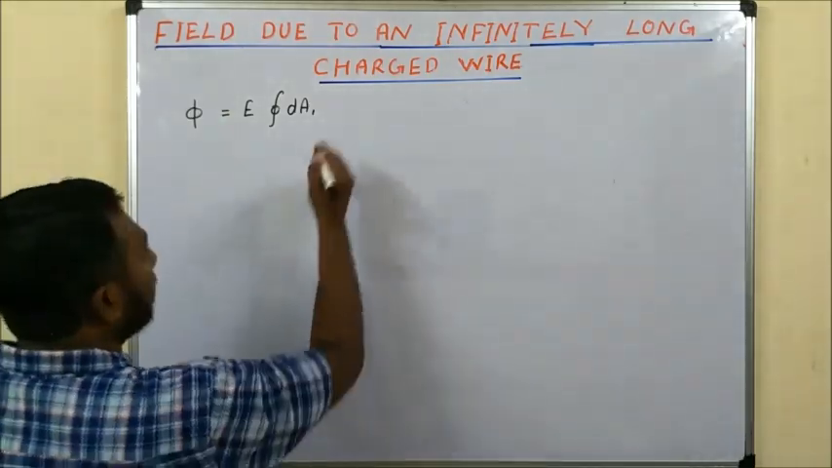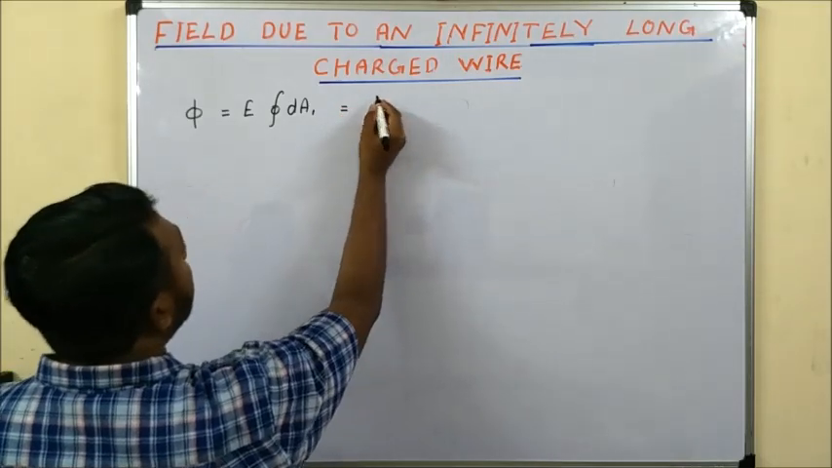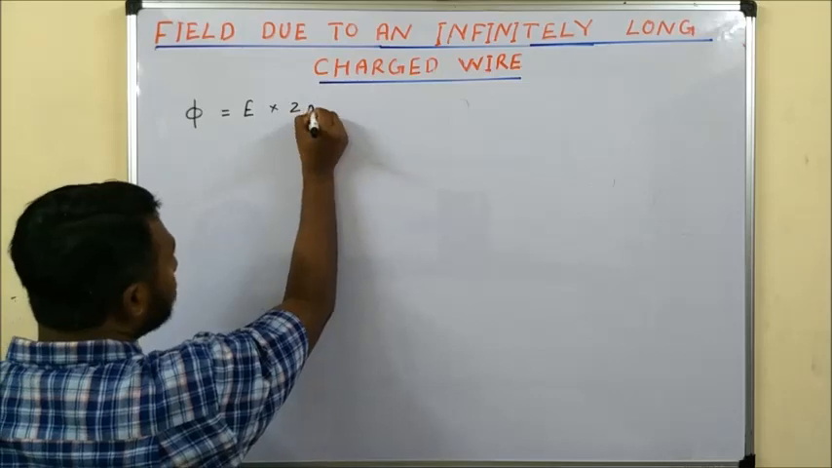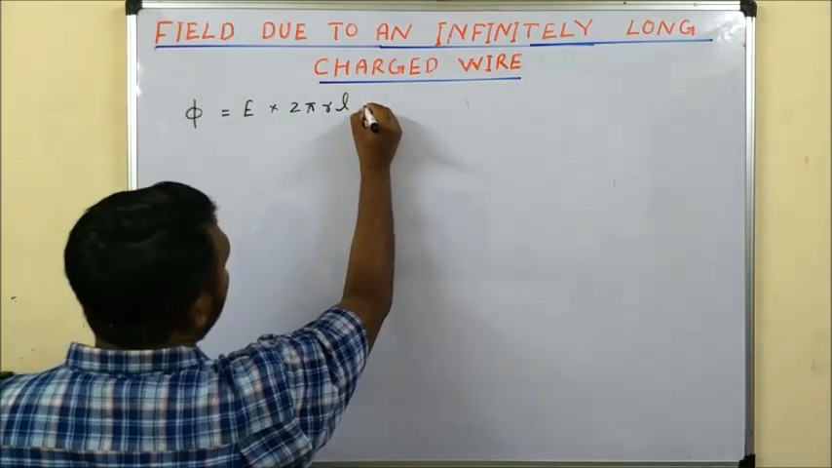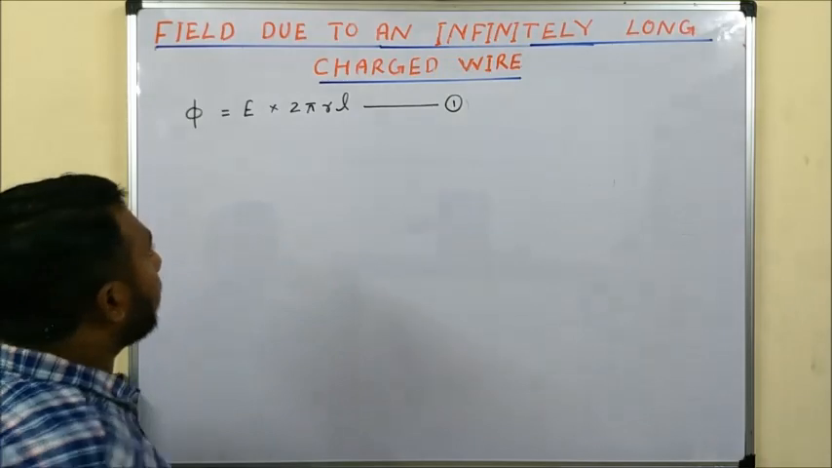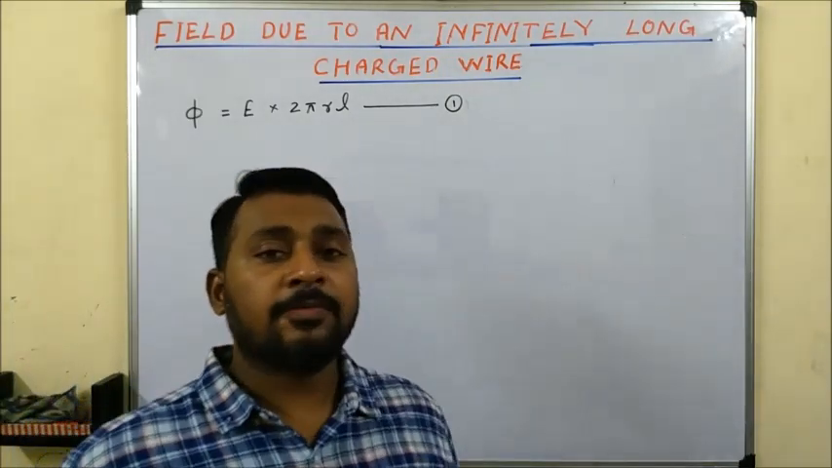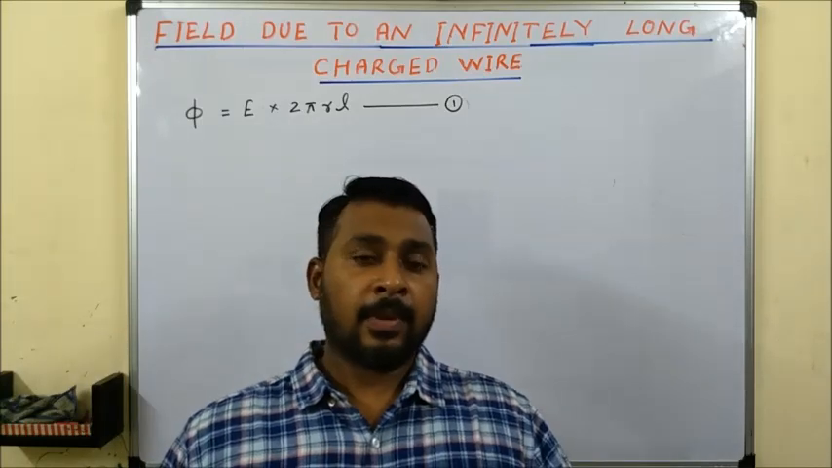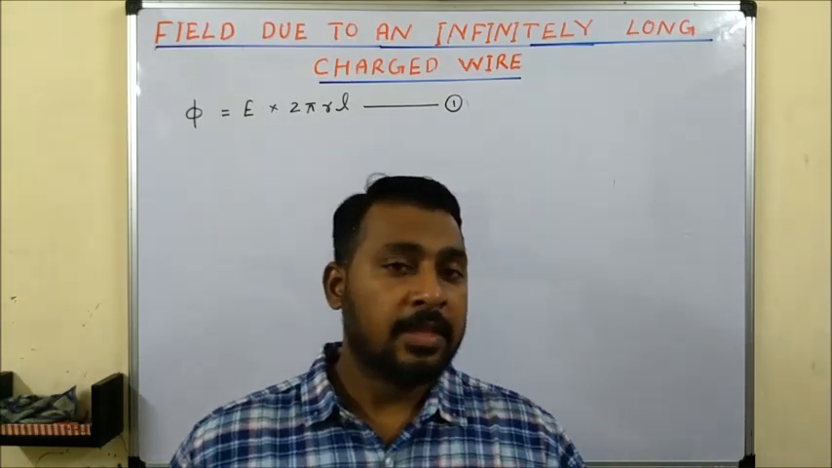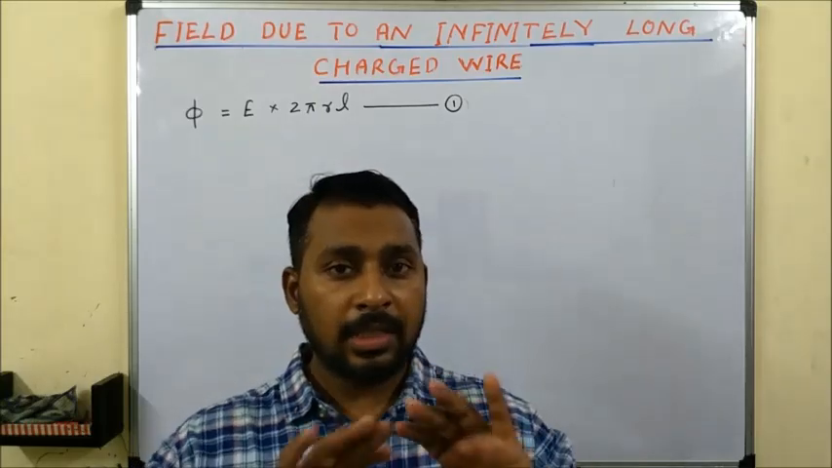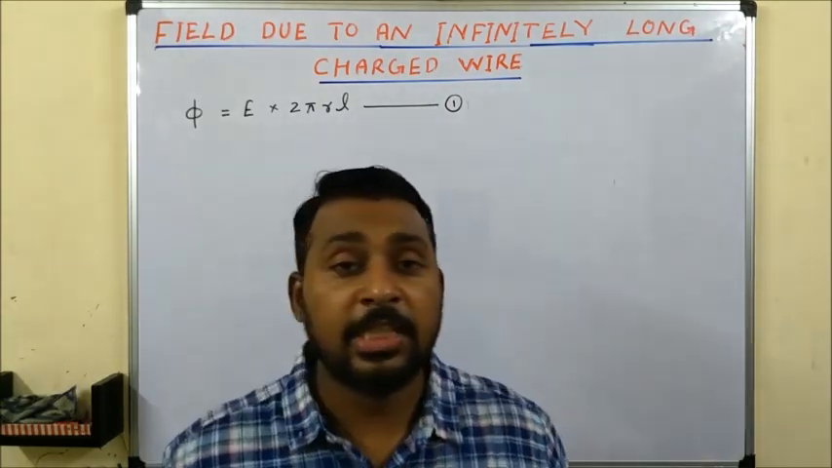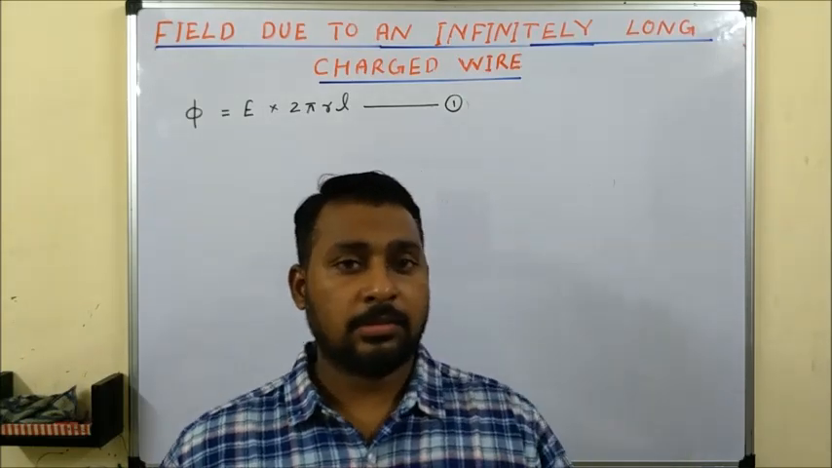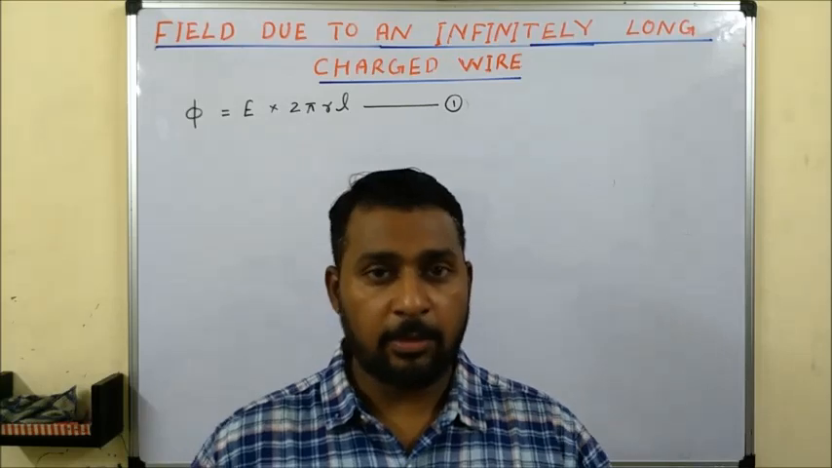So you can write that phi is equal to E into, when you integrate, 2 pi r L, equation number 1. This will give you the net flux through this cylindrical closed surface. But remember, the flux is only through the curved surface. The upper and the bottom become 0. You know why? Because the angle between the area vector and the electric field is perpendicular.